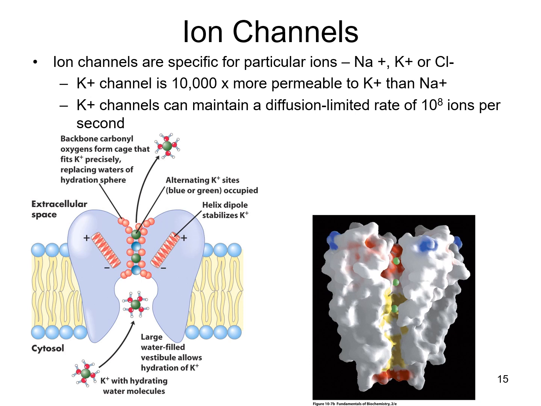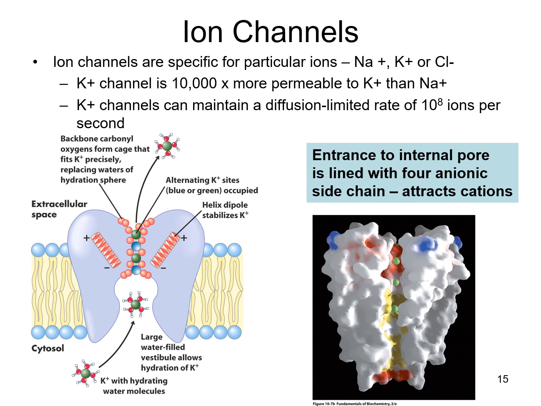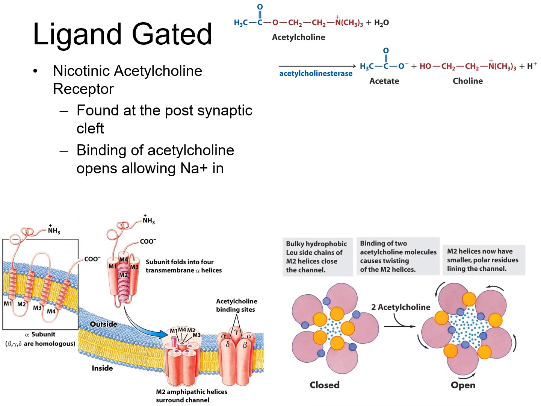So it's moving a lot at a very quick rate. Now, the entrance to the internal pore is lined with four anionic side chains. It's going to attract cations. Another type of channel is a ligand-gated channel.